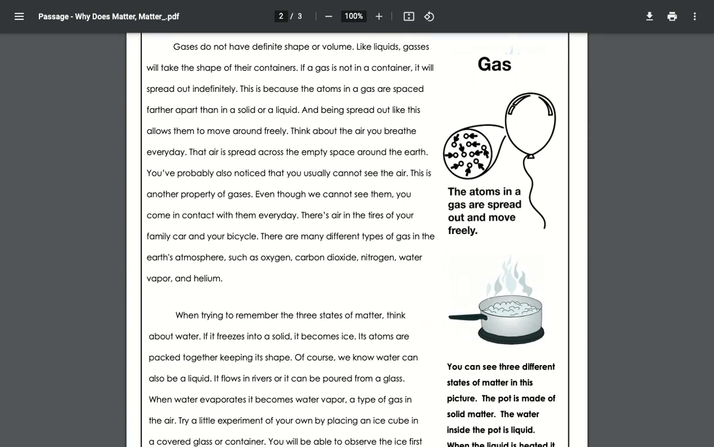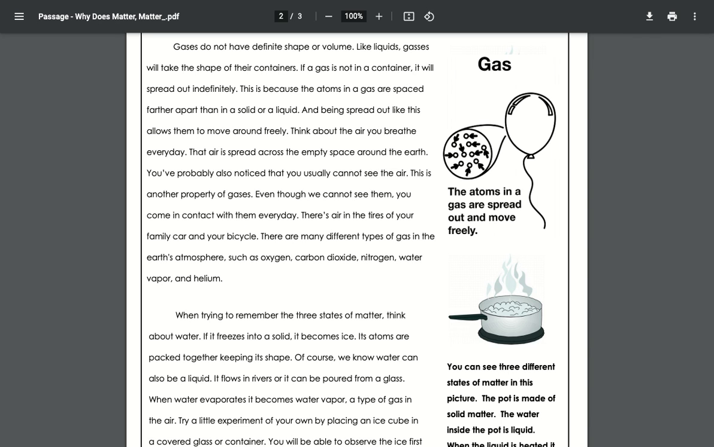Gases do not have definite shape or volume. Like liquids, gases will take the shape of their containers. If a gas is not in a container, it will spread out indefinitely. This is because the atoms in a gas are spaced farther apart than in a solid or a liquid, and being spread out like this allows them to move around freely.